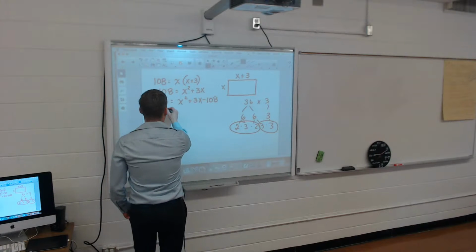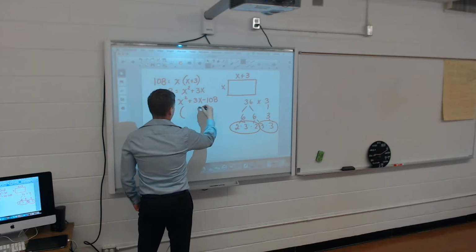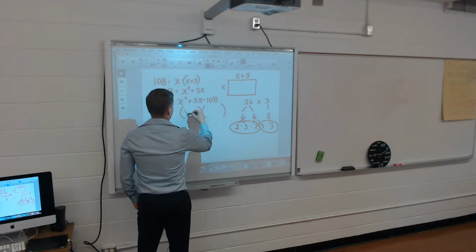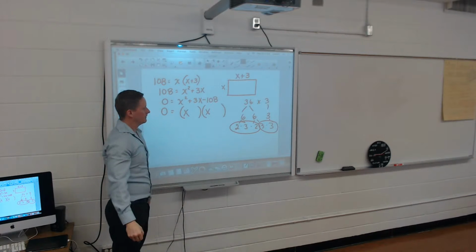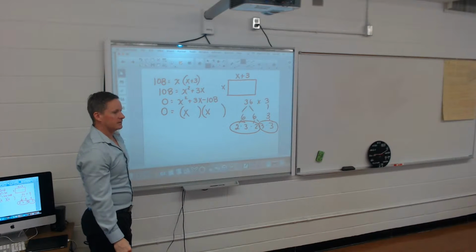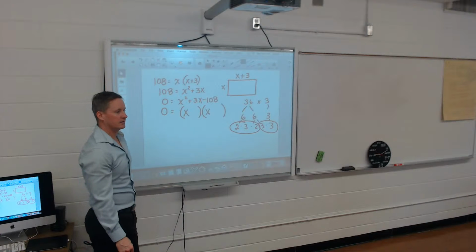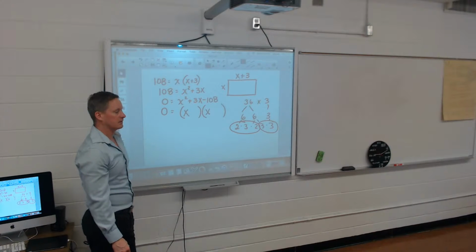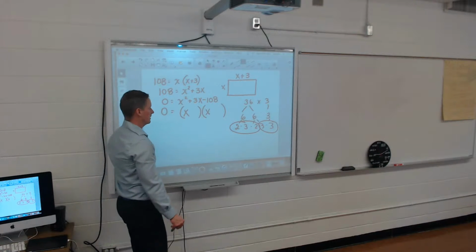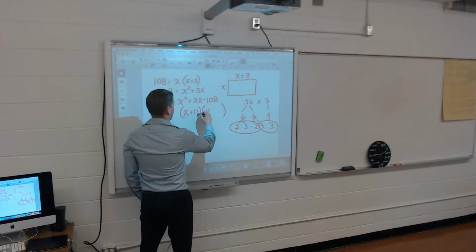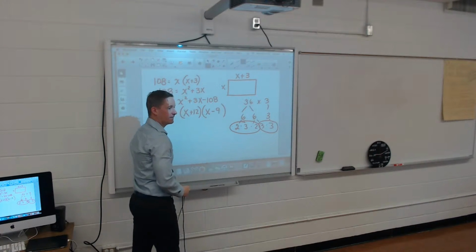So what do I need? I need a plus 3. So which one has to be positive? The larger number, which is 12. That's right. And then this would be 9, right?